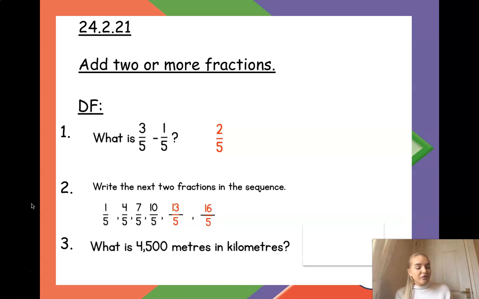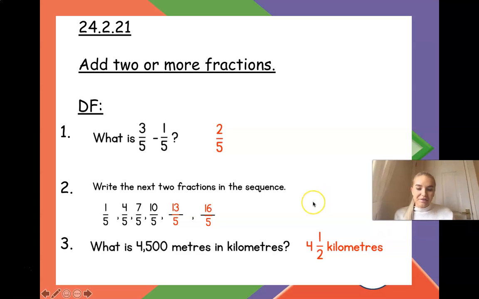And finally, what is 4,500 metres in kilometres? The answer is 4.5 kilometres.